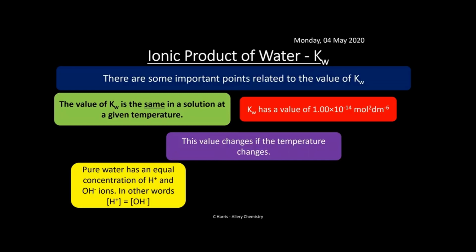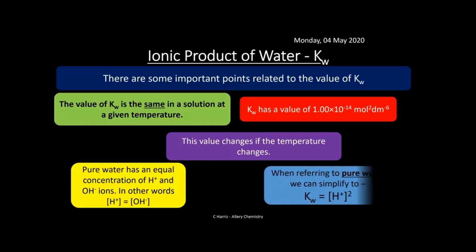Pure water has an equal amount of H+ and OH- ions, because from one water molecule, for every H+ ion you're obviously going to have an OH- ion. So when we're referring to pure water, in other words 100% pure water with nothing else in there, we can simplify Kw to [H+] squared, because we can assume that the amount of H+ ions is the same as the amount of OH- ions.